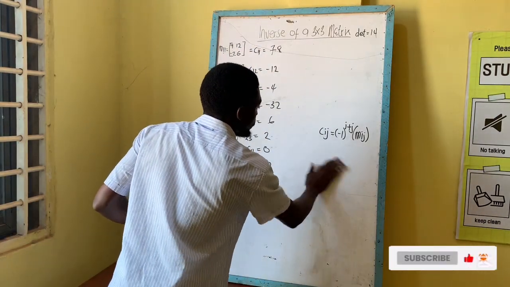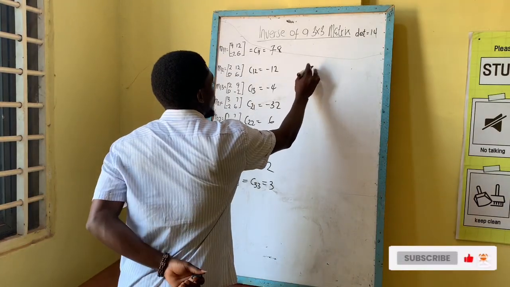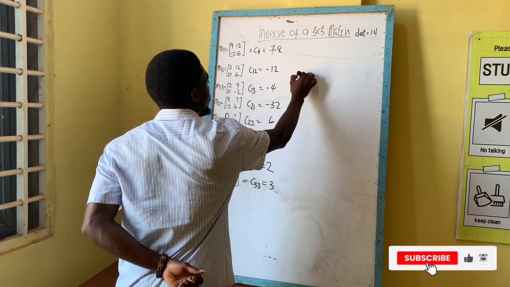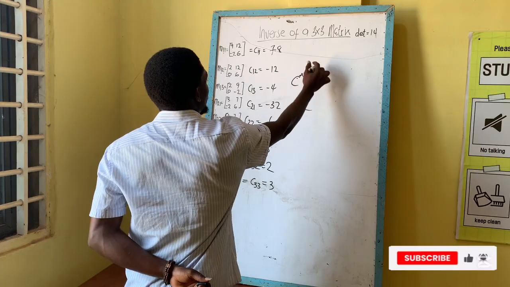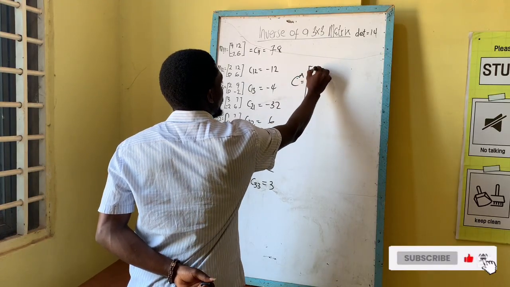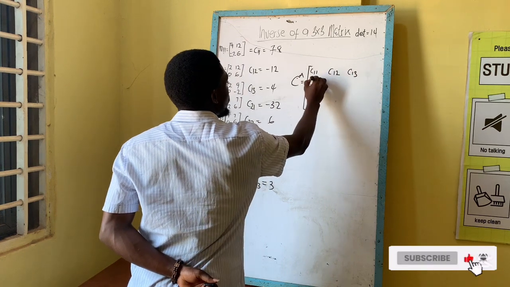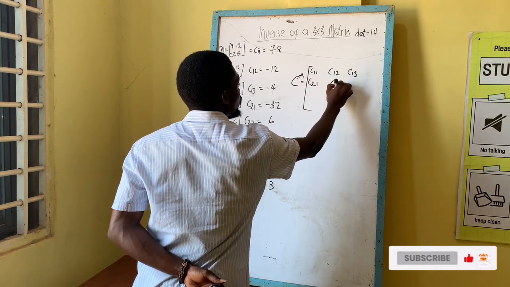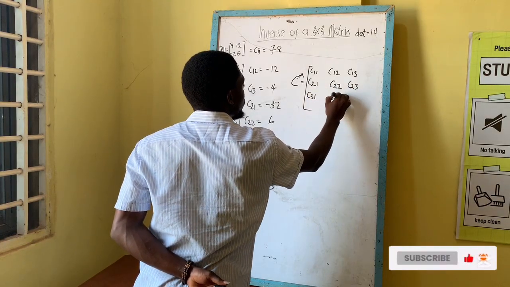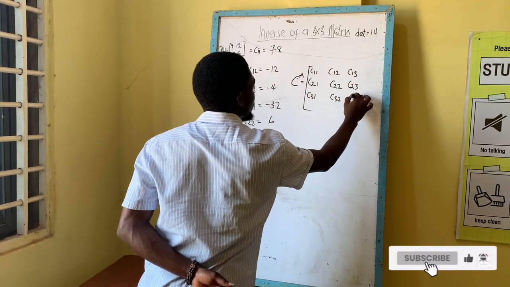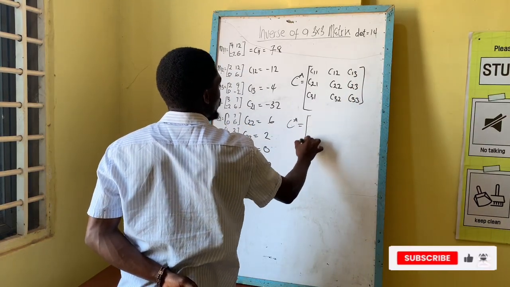So if we are to represent these cofactors in matrix form, let me clean the formula. We are going to have the cofactor of matrix A. This is how we write it. Let me write it this way: cofactor 1, 1, cofactor 1, 2, cofactor 1, 3, cofactor 2, 1, cofactor 2, 2, cofactor 2, 3, cofactor 3, 1, cofactor 3, 2, then cofactor 3, 3. Then we have our cofactor of matrix A to be.